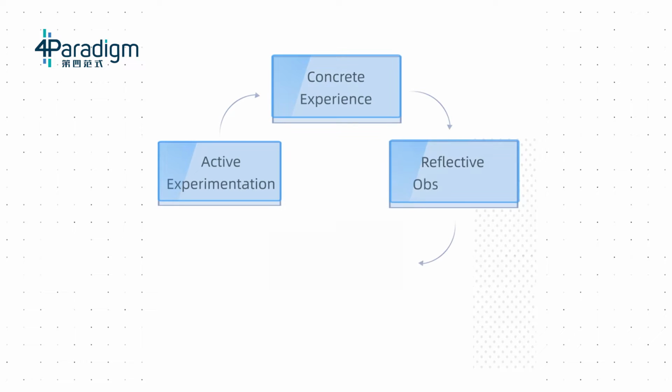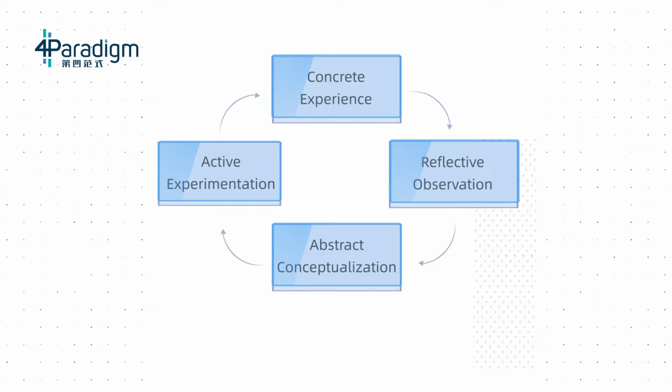David Kolb, a famous educator, put forward a theory in 1984 that human learning is a cyclic process consisting of 4 steps: active experiment, take in action; concrete experience, gain experience; reflective observation, reflect and summarize; abstract conceptualization, form a theory to guide future actions.